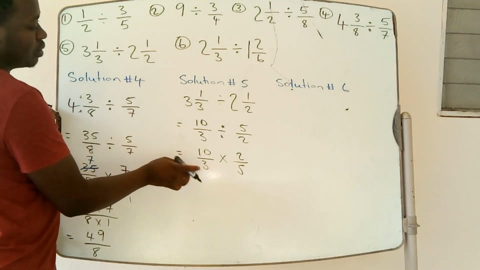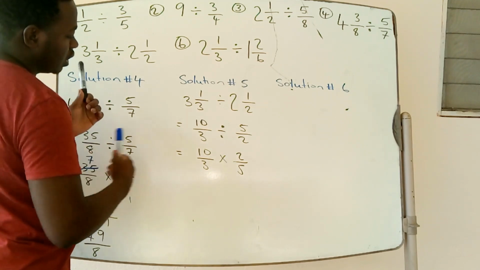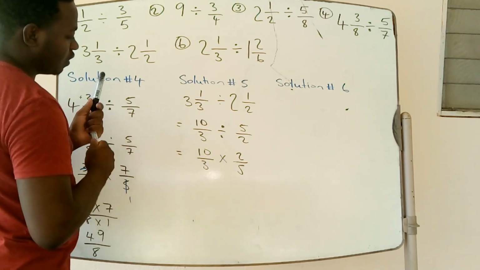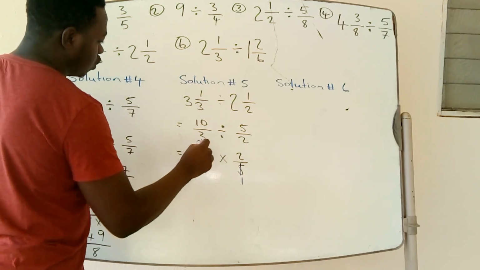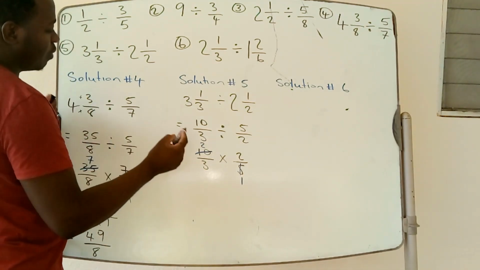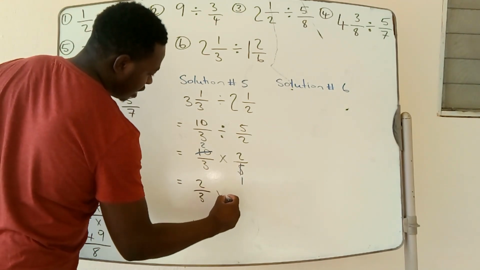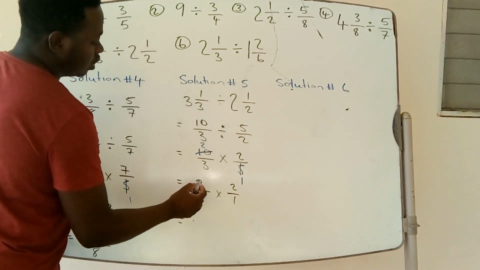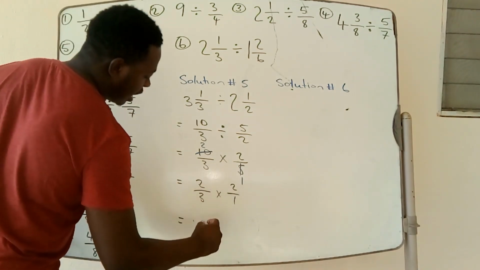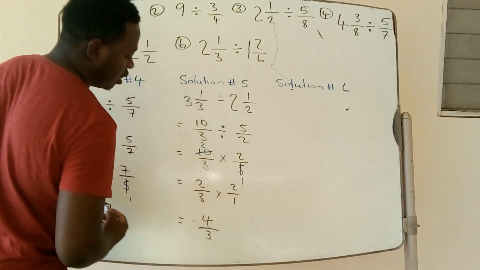Now, can anything be reduced? Yes, we can reduce 10 and 5. 5 into 5 goes 1, 5 into 10 goes 2. So here, we're left back with 2 over 3 times 2 over 1. So our final answer is 2 times 2, that's 4, over 3 times 1, that's just 3, right?